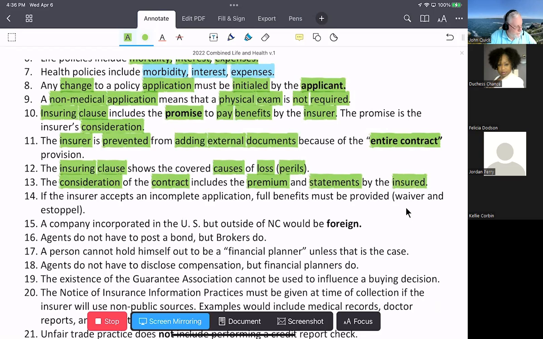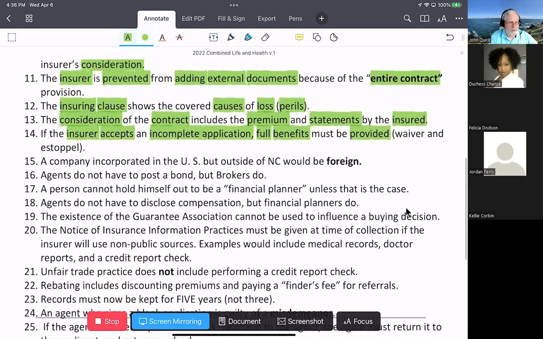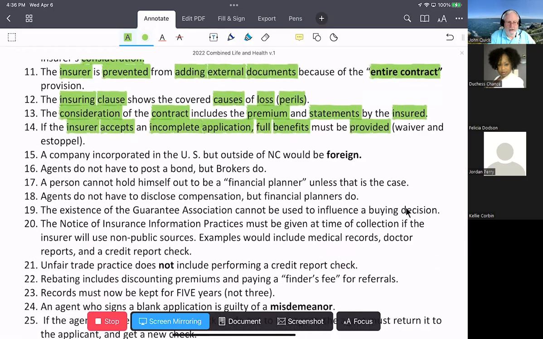Now, what if the insurer accepts an incomplete application? They have to go with whatever they have. Full benefits must be provided. That's the good old waiver and estoppel. A company incorporated in the United States, but outside of North Carolina would be foreign, like Florida would be foreign. Now, if you want to be an insurance agent, you do not have to post a bond, but brokers do. Brokers have to post a bond with the state if they want to be a licensed broker.